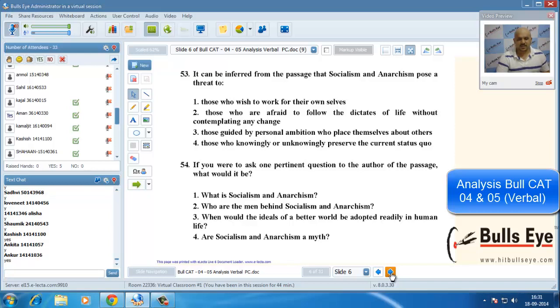I did not see Birangat and Sumit, my two favorite students, in the answers.